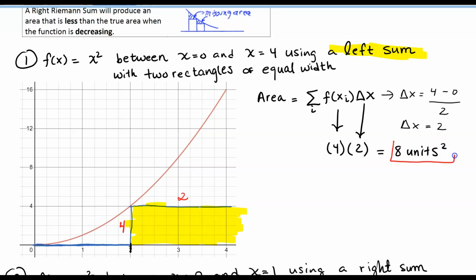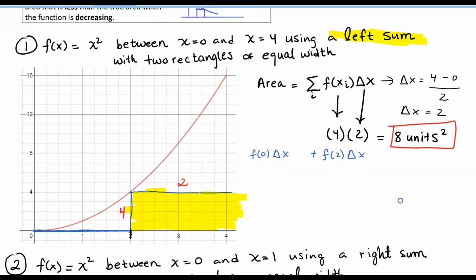So I'm going to box that in. And just for the sake of the notation here, I'm going to write in that this is f of 2, sorry, not f of 4, f of 2 times delta x. And we could also add in the fact that we did find f of 0 and multiplied that by delta x here. But I don't need to write that, because this was 0 times 2, which is just 0, so we don't even consider it. No need really to write it. So the answer there being 8 units squared.